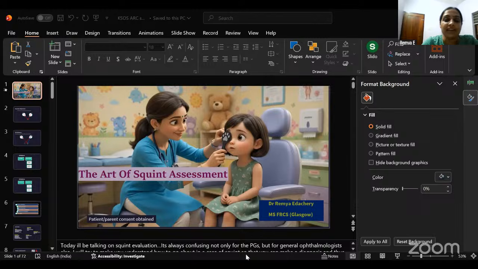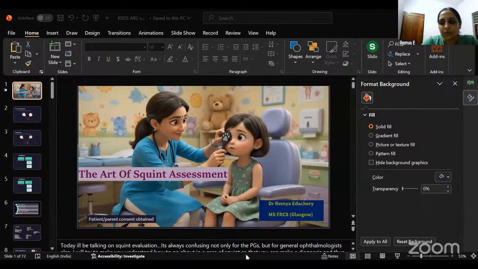For many of us, when we hear the word squint, it immediately sounds very complicated. And even in general ophthalmology practice, when a patient with a squint walks in, the first thought can be, let me refer this patient to a squint specialist. But actually, squint examination is much simpler than it appears. You don't need a lot of high-end equipment. What you really need is a systematic approach, a few important examination techniques, and an understanding of what you are looking for and why you are looking for it.